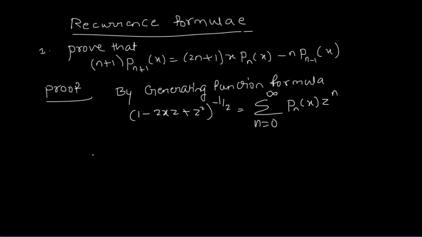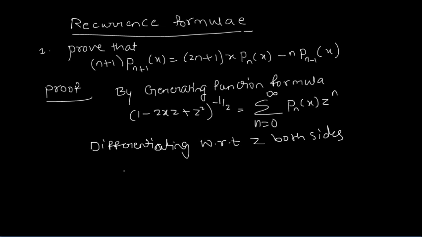Now what we do? We differentiate both sides with respect to z. So we differentiate this partially with respect to z and this also partially with respect to z, keeping x constant. Okay, so now what we obtain?